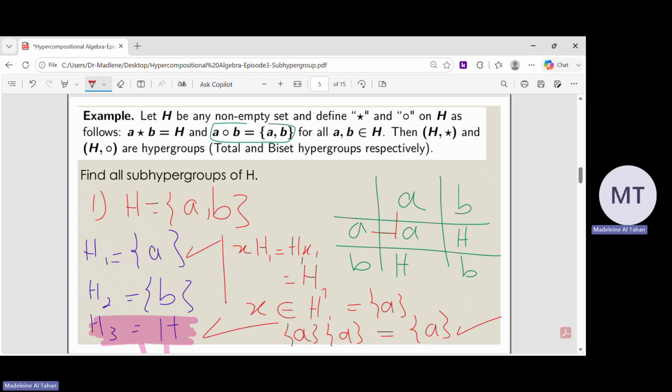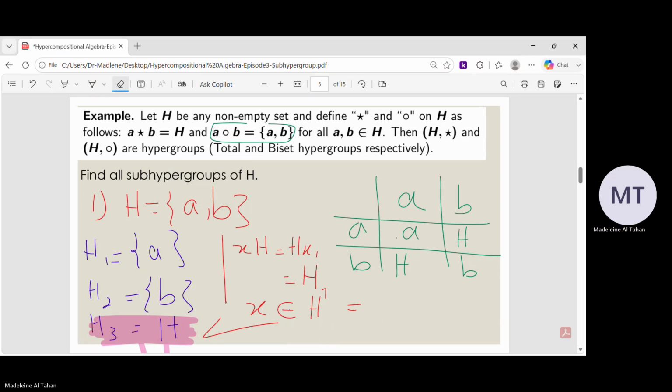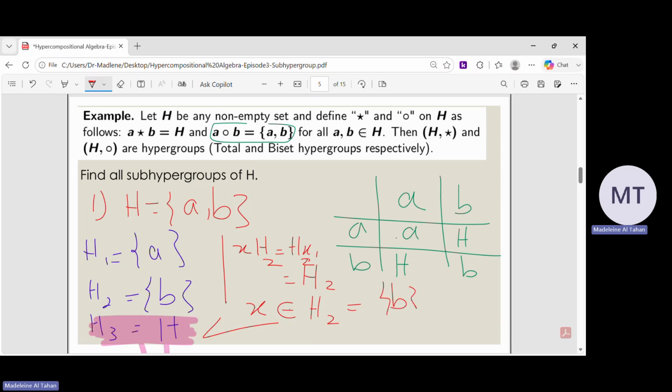Let's look at H2. We'll do the same. For H2, X belongs to H2 and H2 is B. So XH2 is B, and B with B is B, which is H2. It means that H2 is also a subhypergroup. So basically, this one has 3 subhypergroups.